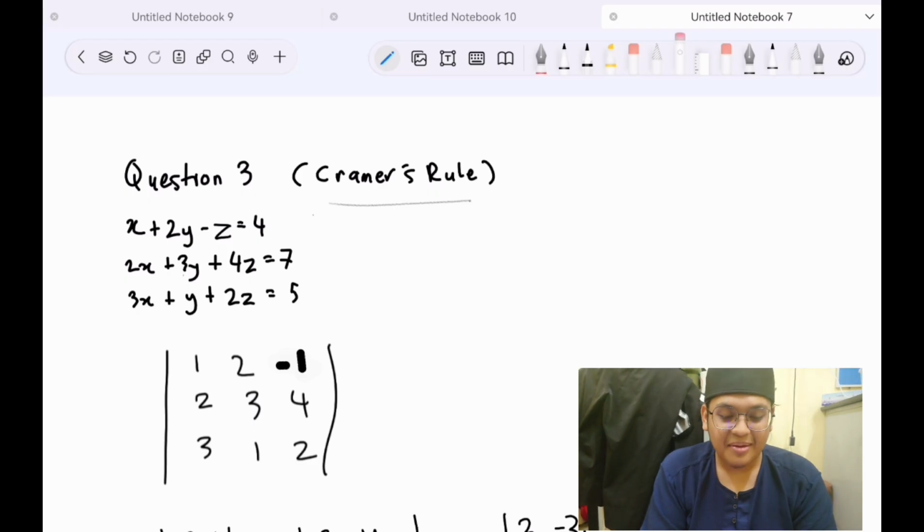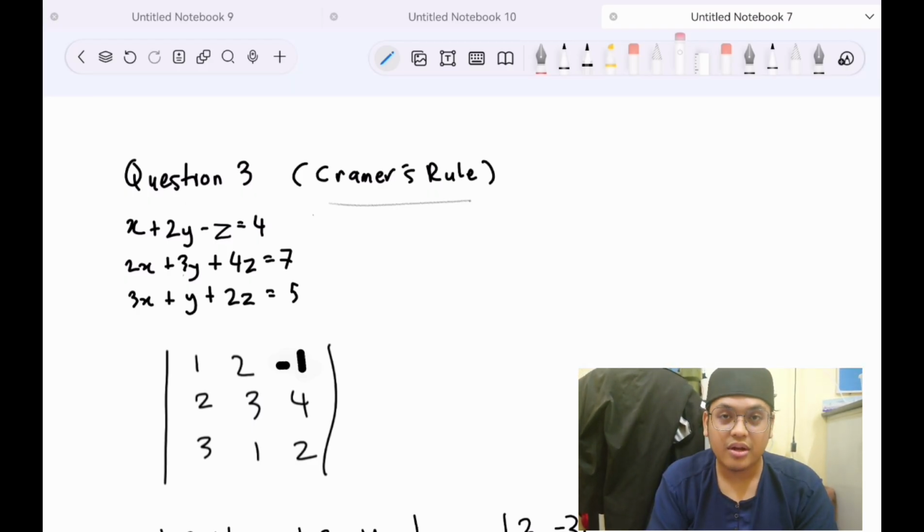So today, I am going to explain to you guys how to solve a system of linear equations using Cramer's rule step by step with my friends.